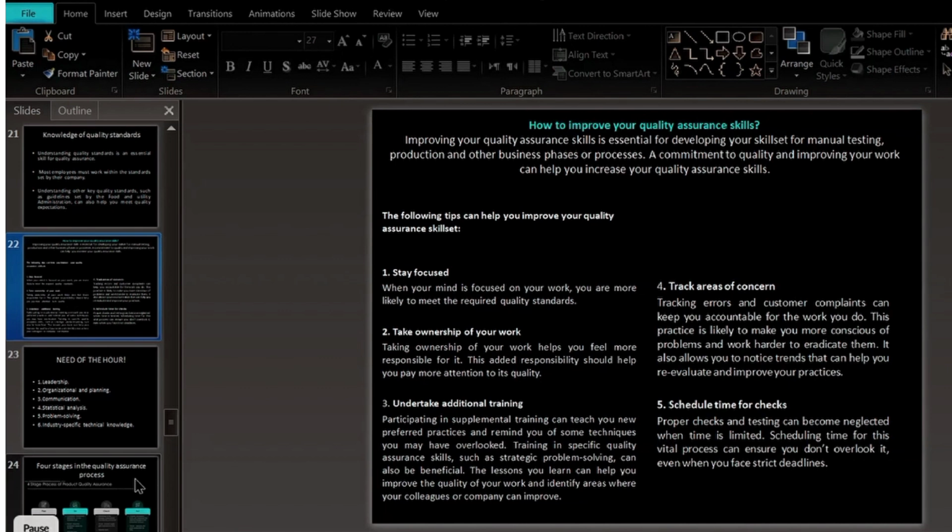Monitoring का main focus ही ये है, tracking errors and customer complaints can keep you accountable for the work you do. This practice is likely to make you more conscious of problems and work harder to eradicate them. It also allows you to notice trends that can help you reevaluate and improve your practices.